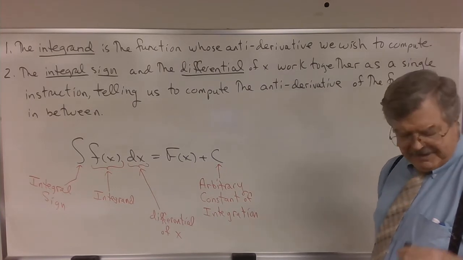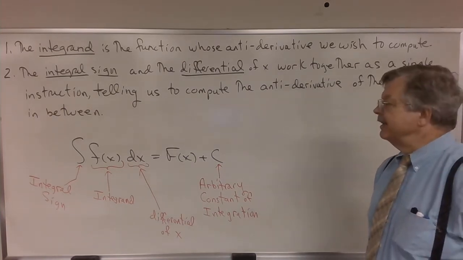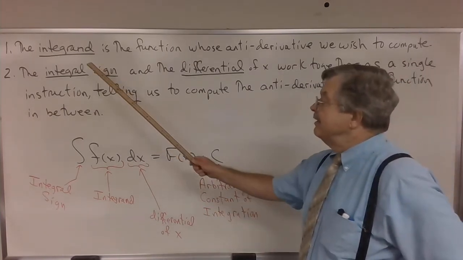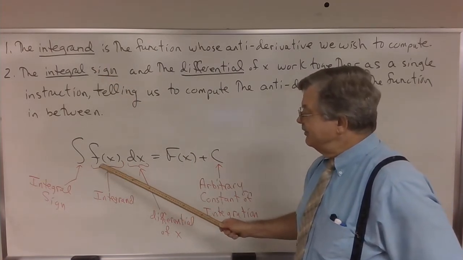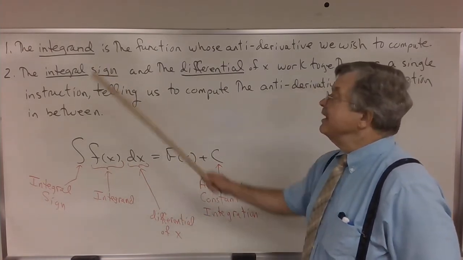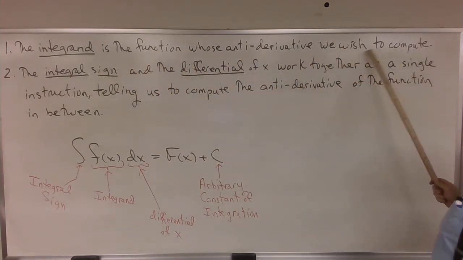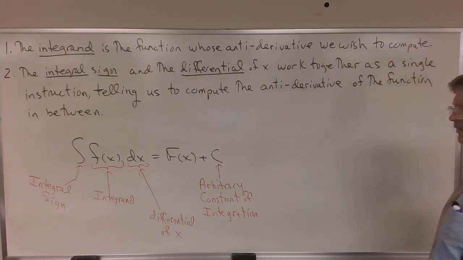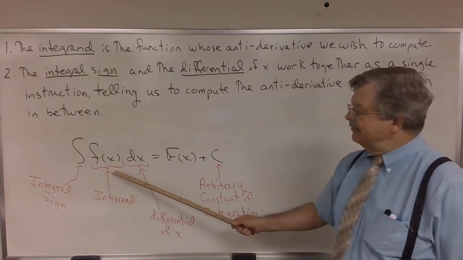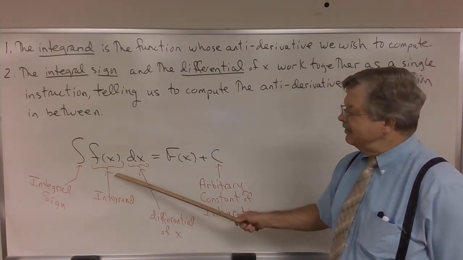Okay, we'll identify some of the main characters here. The integrand, in this case, little f of x. The integrand is the function whose antiderivative we wish to compute. So this function is the integrand.